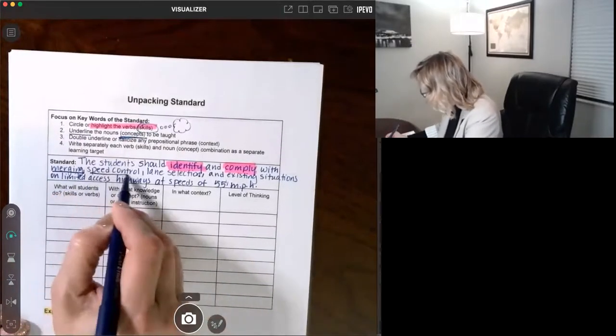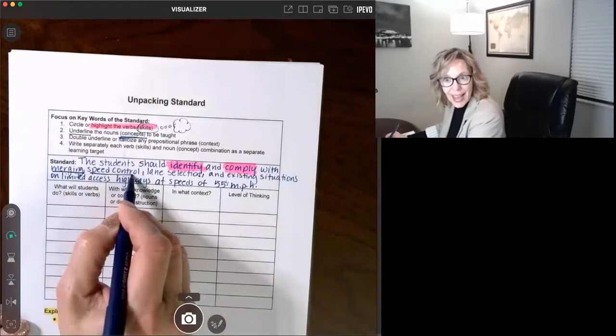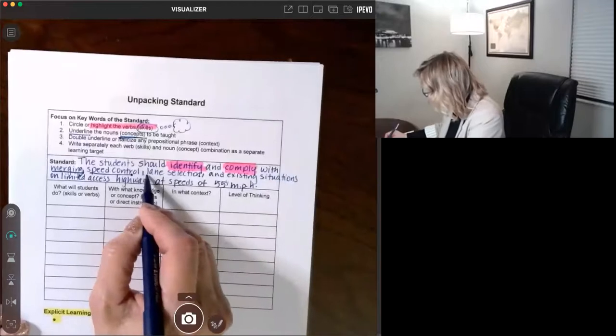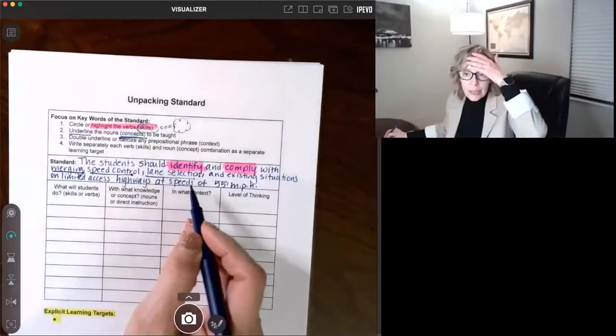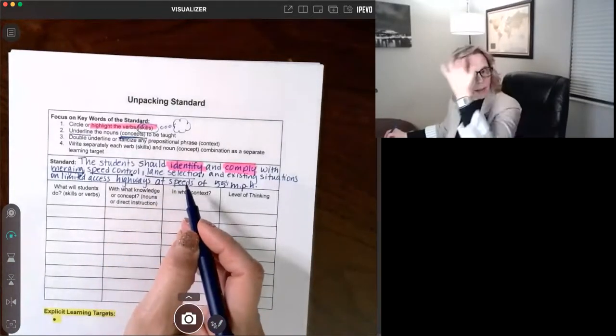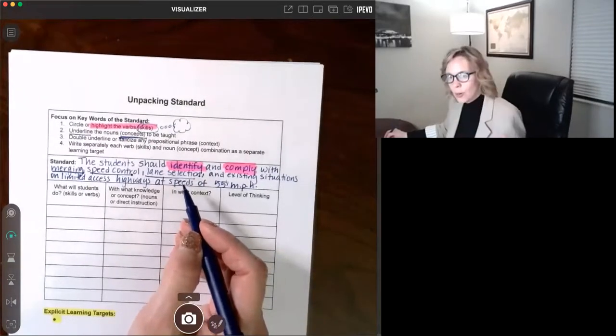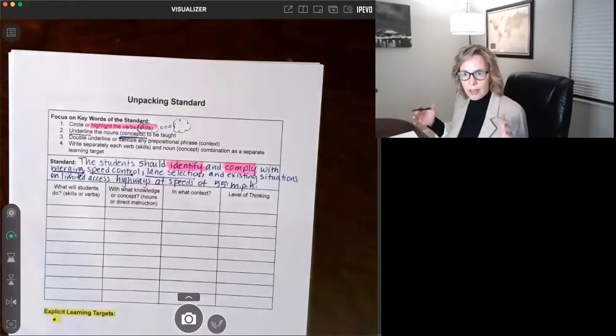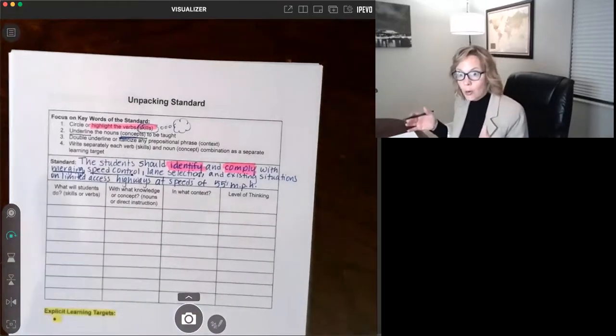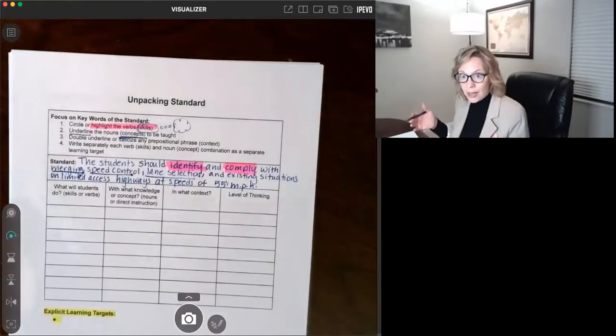I need to teach them speed control, like how to control their speed, how to monitor their speed. I need to teach them about lane selection. Oh my gosh, I live in St. Louis, so merging from one interstate to another interstate with people driving like maniacs and weaving out of traffic, knowing your lane and how to choose which lane to be in is critical.